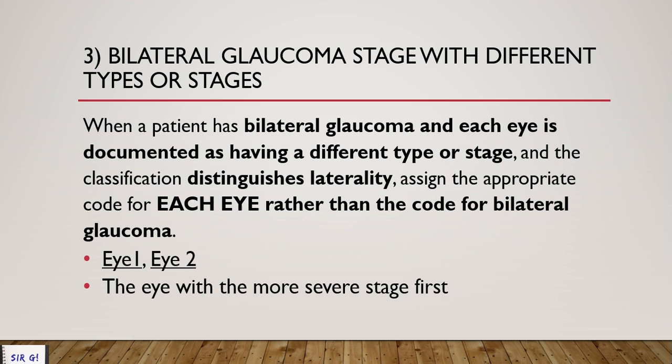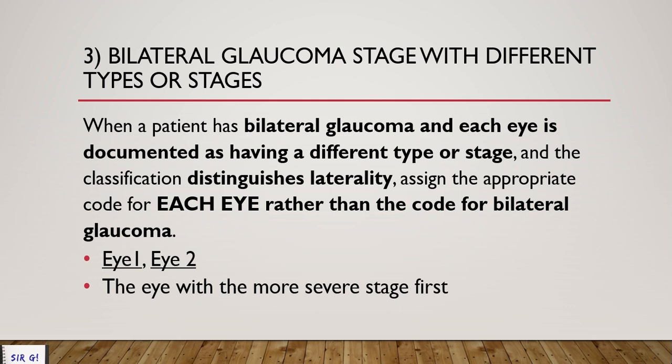Now the question is, what should I code first? Since I need to code them separately, code first the eye having the higher stage or the more severe stage first. Okay? Alright, so if they have different type, different stages, code each eye.